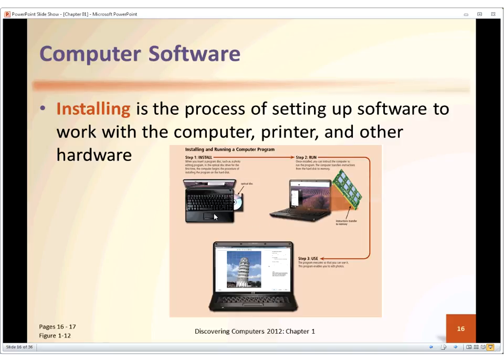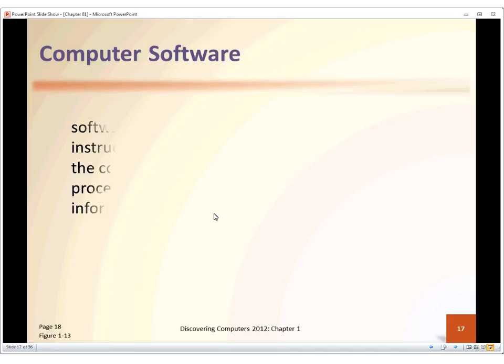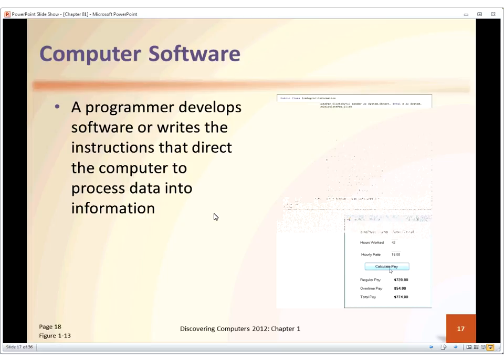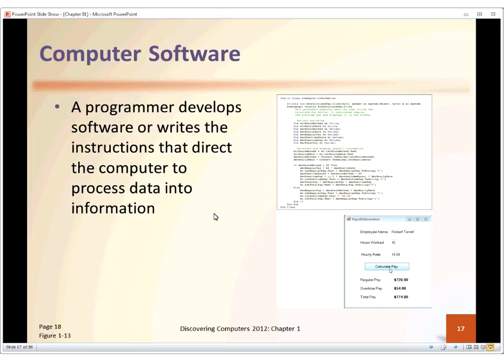Software isn't created out of magic. People do that job, and those people that do that job are called programmers. They develop the software, or they write the instructions that tell the computer what to do, how to process the data into information. So here's some coding that is behind this little payroll application here that's going to calculate the pay and figure out overtime and total pay for so many hours per week, etc. And there's the coding behind it that allows that to take place.